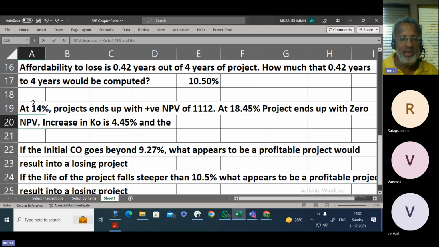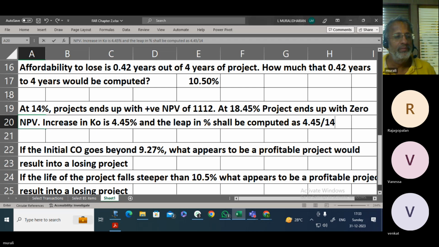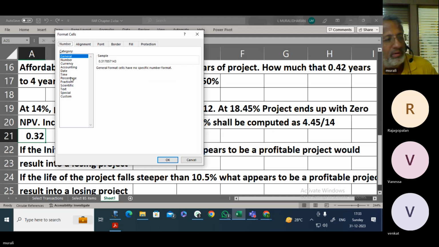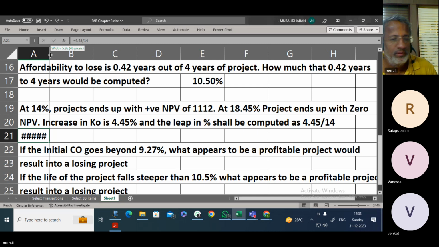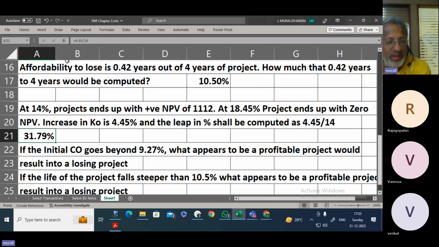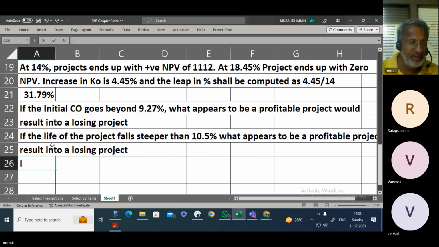and the leap in percentage shall be computed as 4.45 divided by 14. Correct? How much is that? 4.45 divided by 14 is 31.79%.